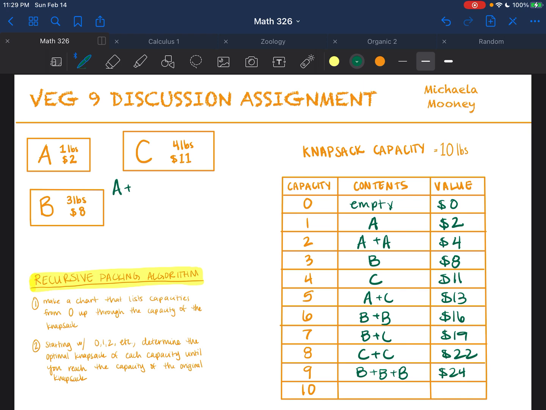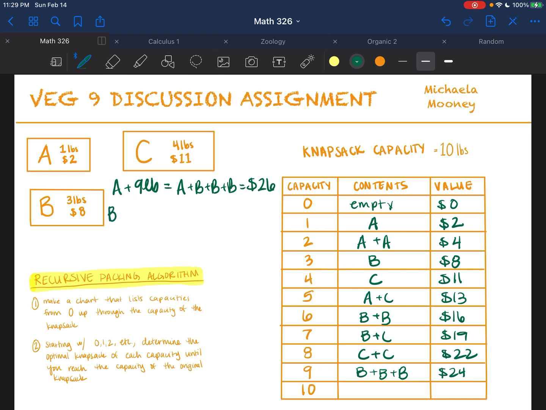A is 1 pound, so we're filling 1 out of our 10 pounds, and we have 9 pounds left over to fill. We just figured out the best way to fill 9 pounds is to use B plus B plus B at $24. So we do our original A plus B plus B plus B. B plus B plus B is $24, A is $2, so we have $26.